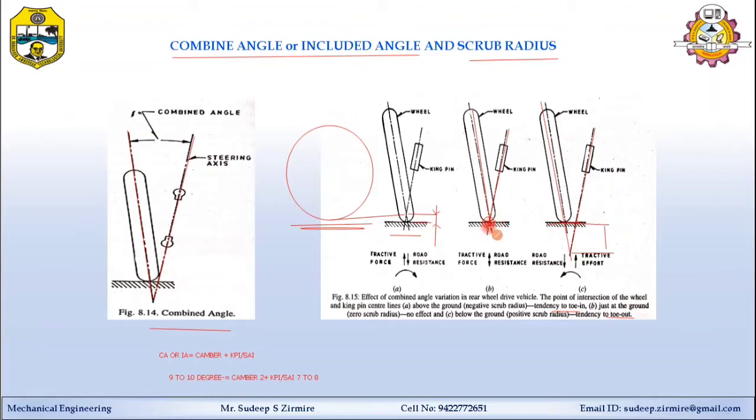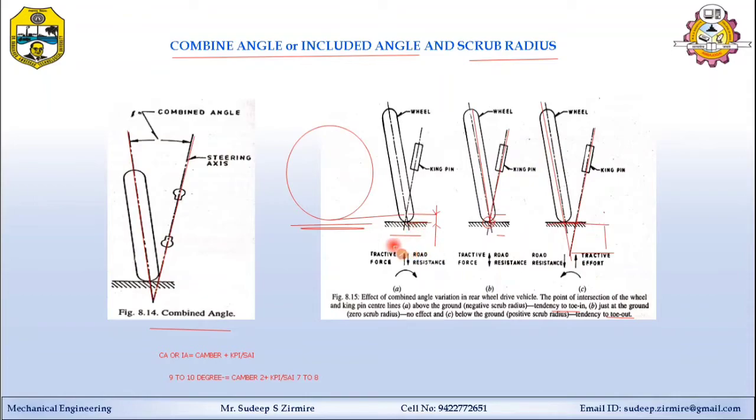If we make the scrub radius point at the exact ground position, then in the running condition the tire will go up and down and this point will float above and below the ground. It creates the toe-in and toe-out condition, which starts the vibration or wander in a vehicle. So, practically speaking, the scrub radius should be maintained slightly below the ground level for proper tracking of the vehicle.